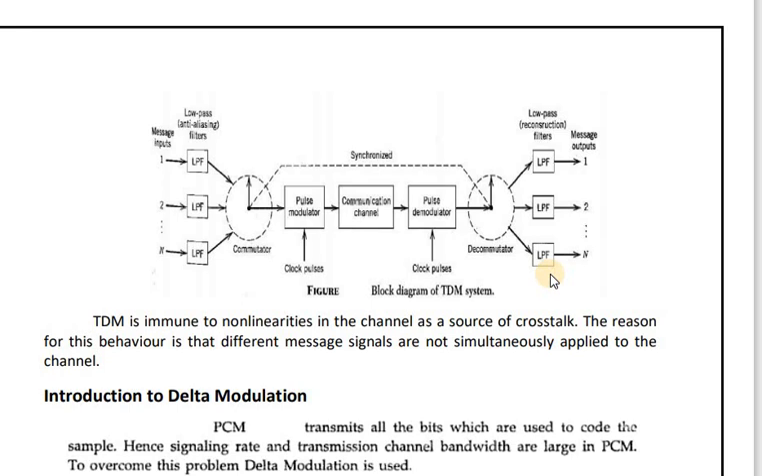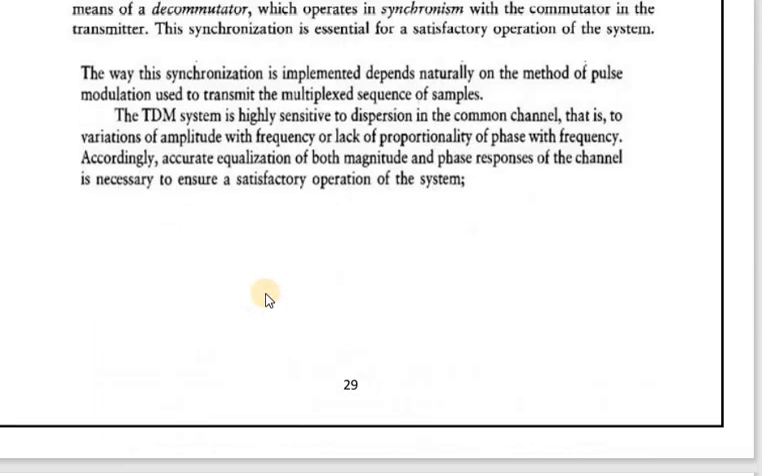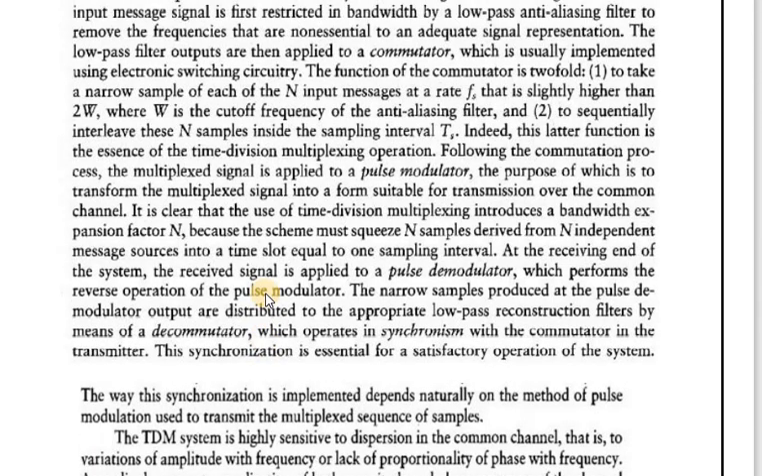TDM is immune to the non-linearities in the channel as a source of crosstalk. The reason for this behavior is that different messages are not simultaneously applied to the channel. So we have to make sure that different messages are given with some time gap. I hope you are clear with this TDM and adaptive data modulation.